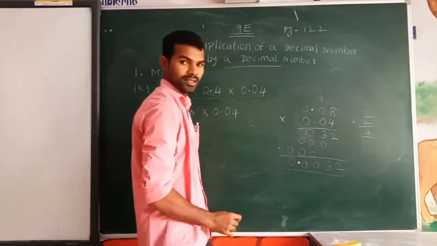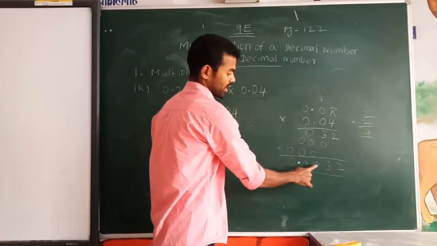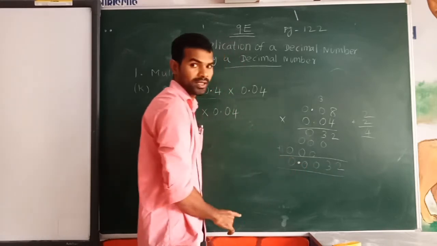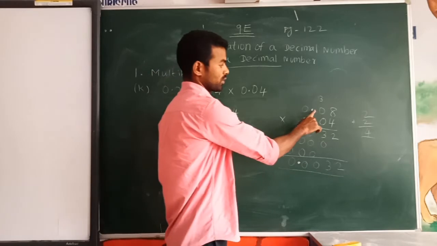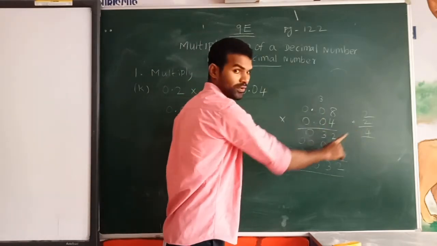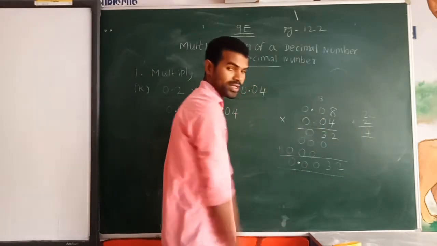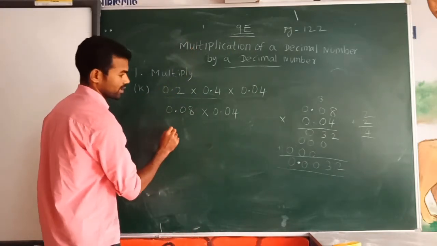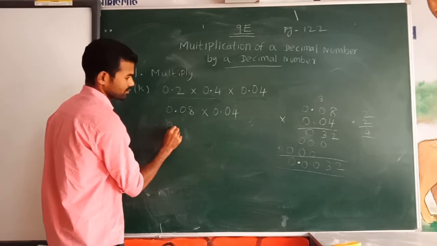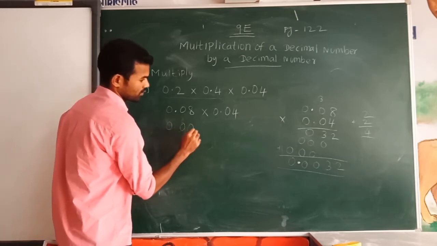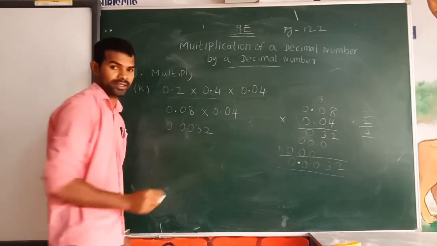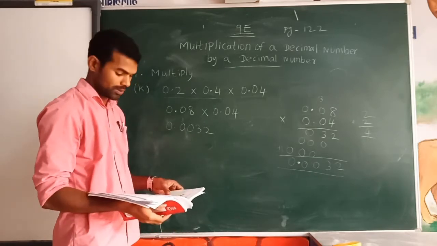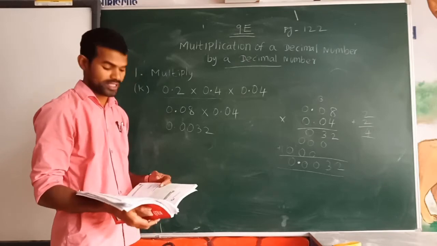Count 1, 2, 3, 4, four decimal places: two digits plus two zeros, total 4 digits after the point. Got it? This is the answer. The answer is 0.0032. So let us do one more question.